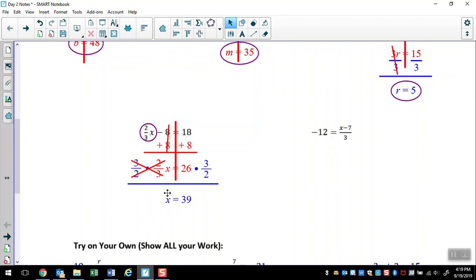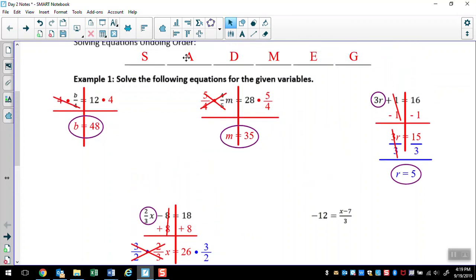My variable is now by itself. It's been isolated. I'm done. I'm going to circle my answer. All right, now this one here is a little trickier, so we have to be careful. Let's go back up to our SADMEG here for a minute. So we have our subtraction and addition, our division and multiplication, our exponents, and then our grouping.